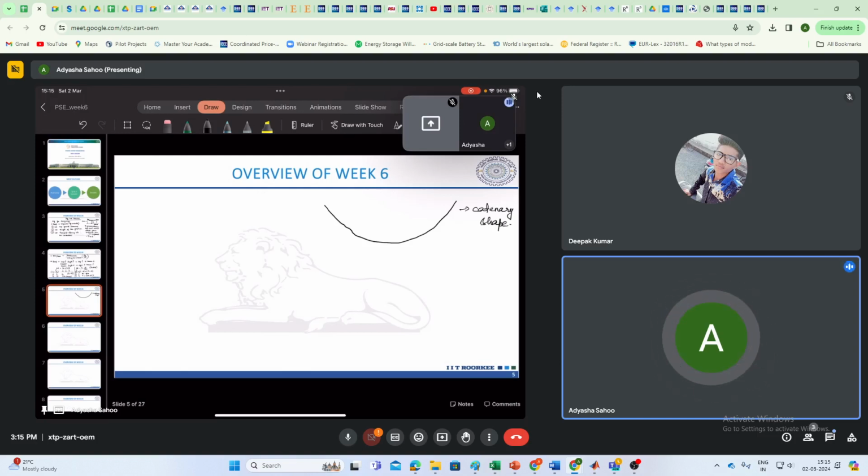So for that we'll define certain parameters here. Let's say this is your span capital L, and let's say this is your bottommost point. So this D is your sag, right? Maximum sag. So D is your sag, and let's say small L is the length of the conductor. So this is half of the conductor length, so it is L by 2.